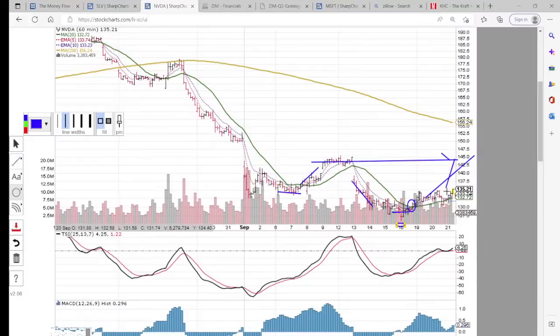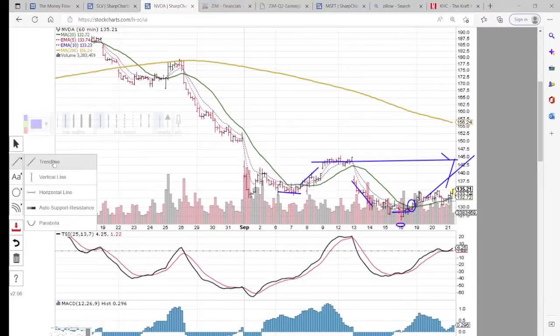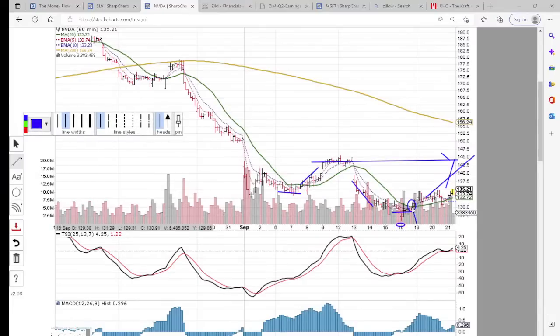Once it pops, do you want to move it up? I mean, you could. At this point, if you move most of your stops up to where you got in, you're in free, and you've got a $4 stop going right now.